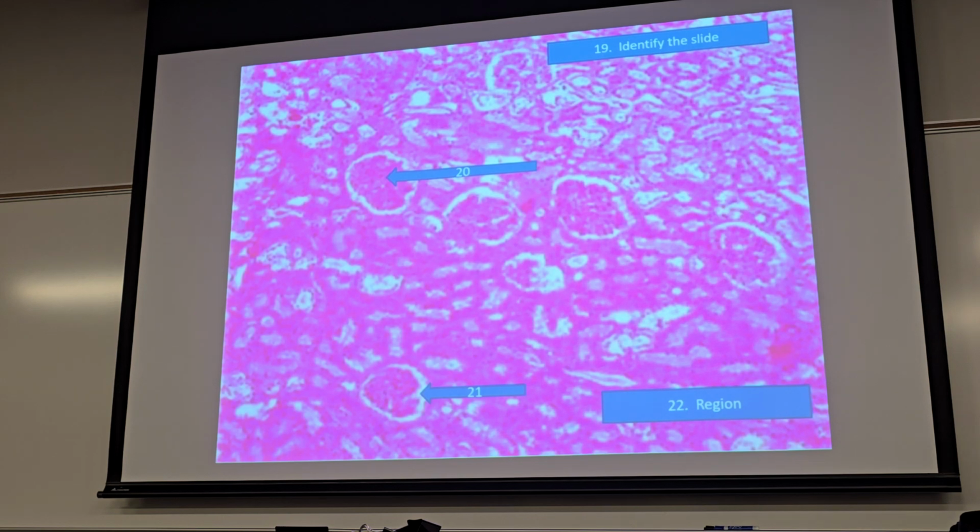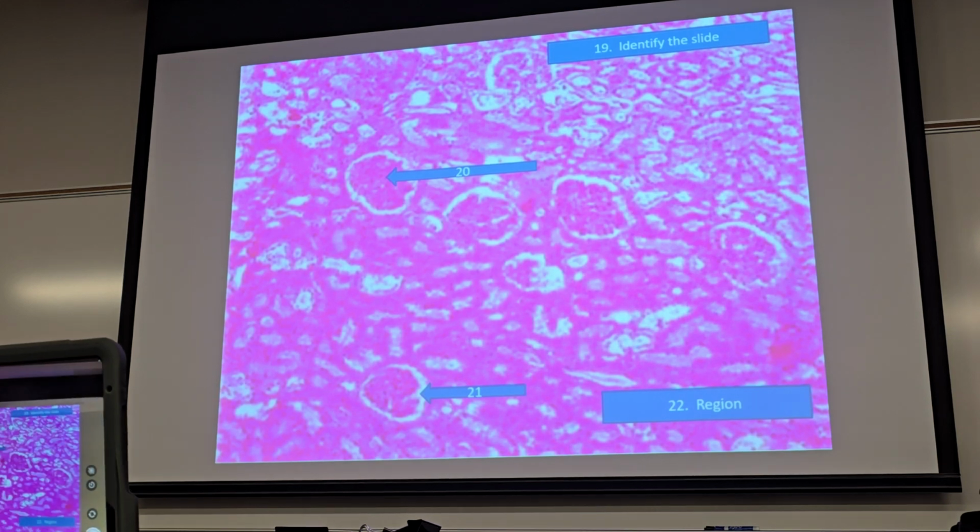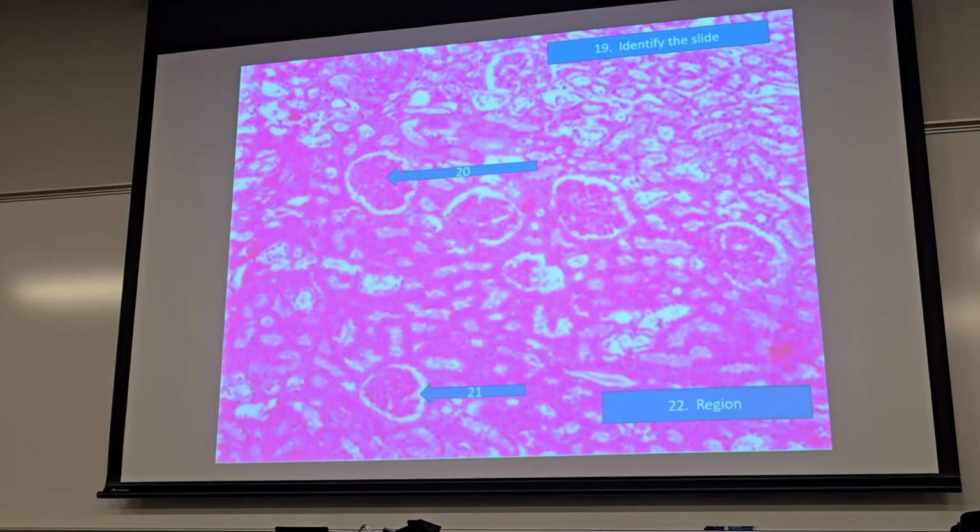Okay, so this one says identify the slide. Kidney. The kidneys, okay, so it's a giveaway, right? So what is number 20 pointing to? Glomerulus. The tip of the pointer. Right, because it's the tip of the pointer, so that's the glomerulus. What about the tip of the pointer for 20? Capsular space. The glomerular capsular space, the Bowman space, okay?